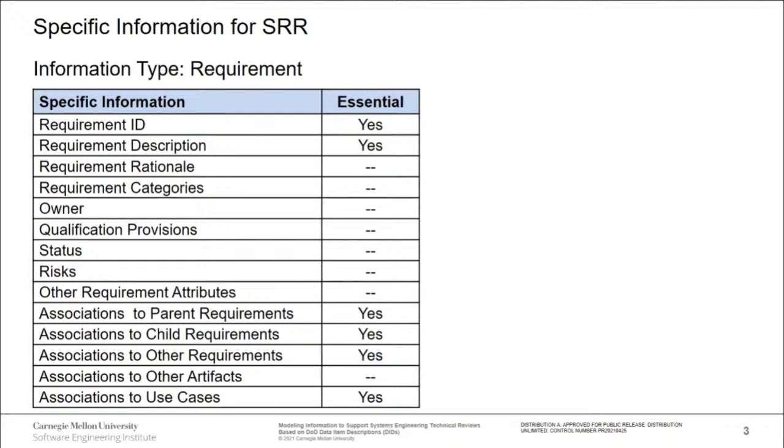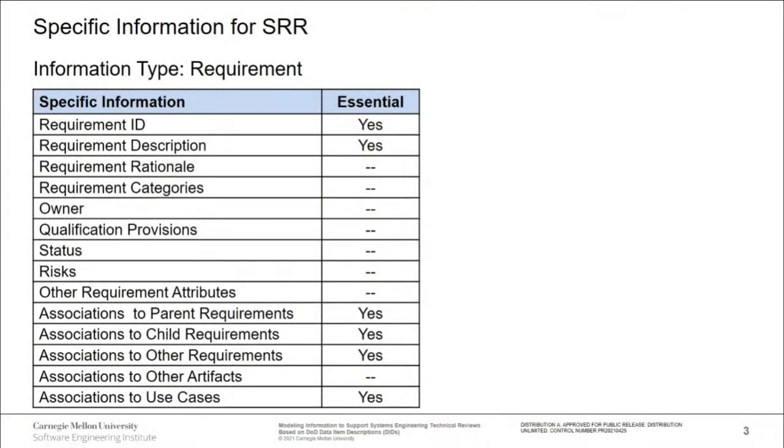So everything you see in this table that's marked yes, we considered it to be absolutely essential to include in a model. The other information that you see listed in the table with a little dash in the essential column means it would be nice to have, but we don't consider it to be absolutely essential to satisfying the purpose of an SRR.